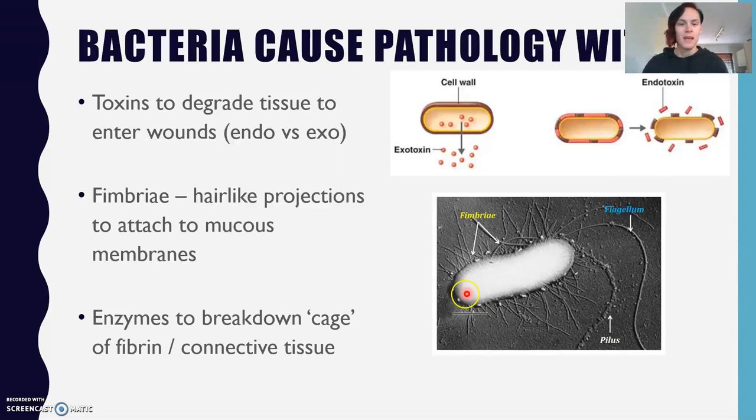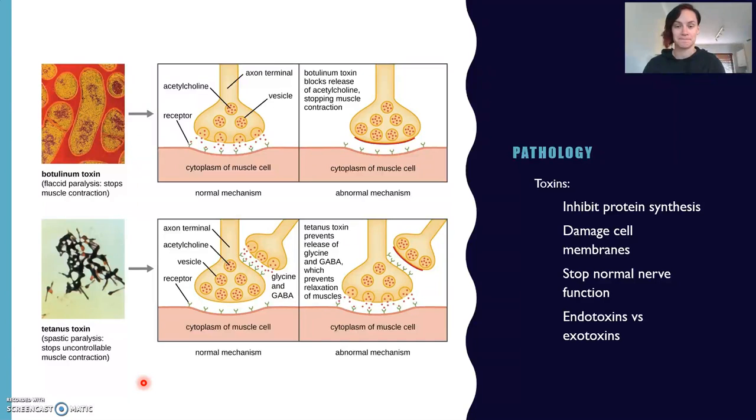Bacteria also have enzymes to break down our cage of fibrin and connective tissues so that they can start to break down the tissue and therefore get further into the body. And really all bacteria are trying to do is find a nice, squishy, moist, nutrient-filled home. And what we're trying to do is prevent them from that home being us. And when we start talking about pathology, we're talking about, right, what are these things actually doing to us? And that's the important thing.